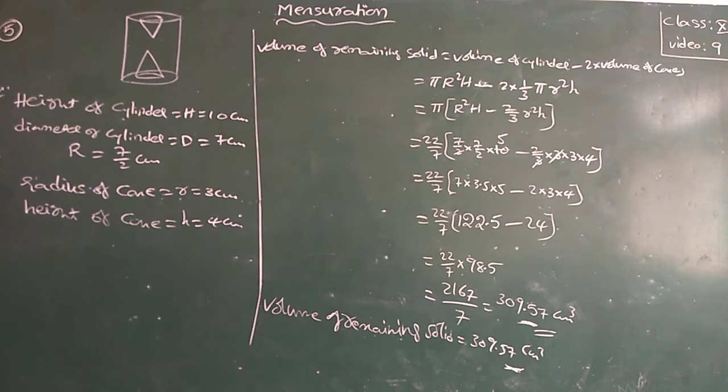Okay, height of the cylinder is equal to 10 centimeters and diameter is 7 centimeters. Then radius of the cylinder is 7 by 2. Radius of a cone is 3 centimeters. Height of a cone is 4 centimeters. From this cylinder, you need to subtract the volume of two cones. Volume of two cones we have to subtract.